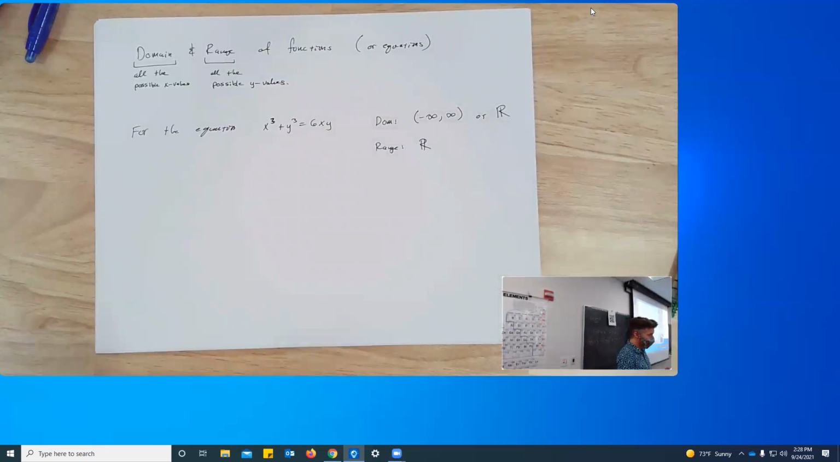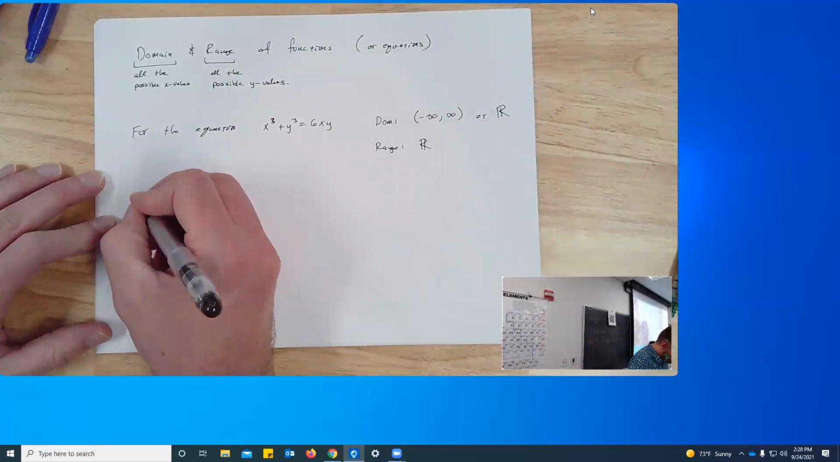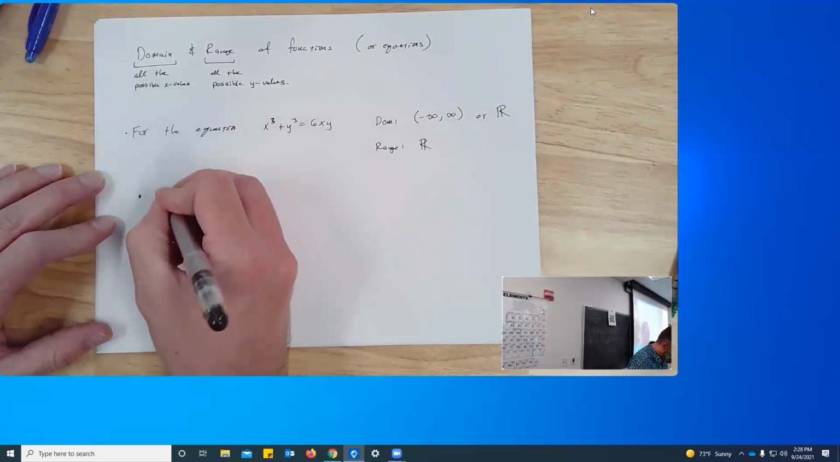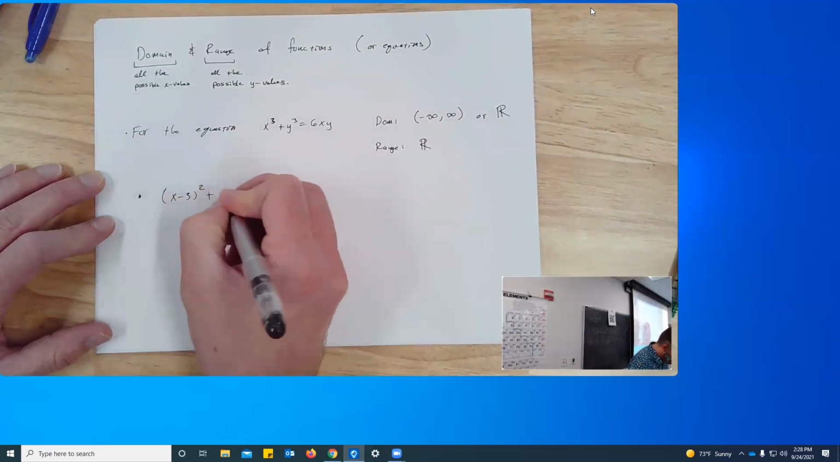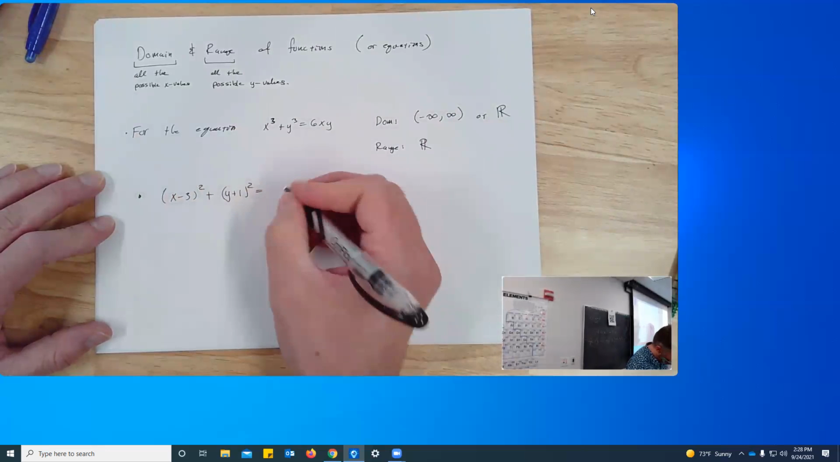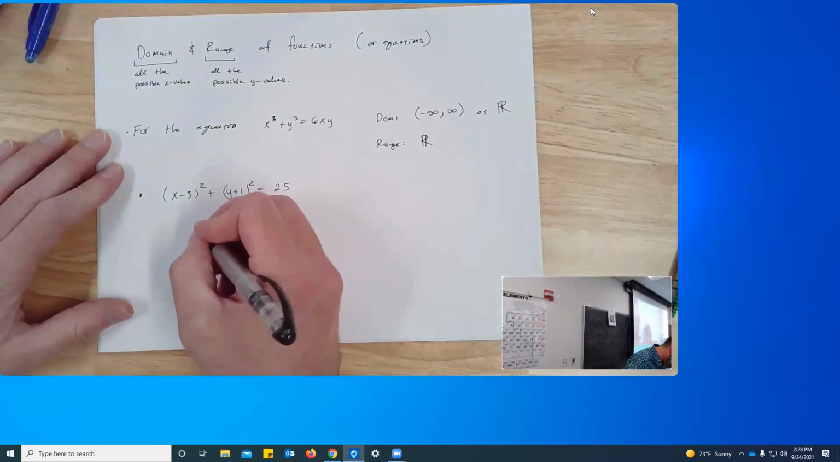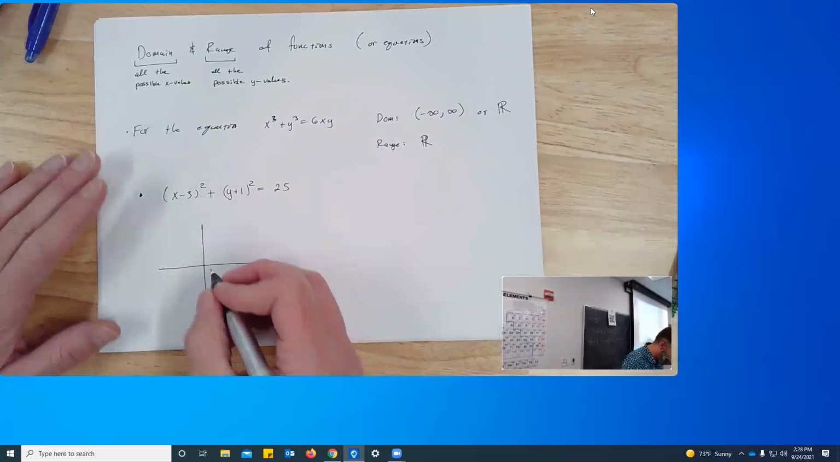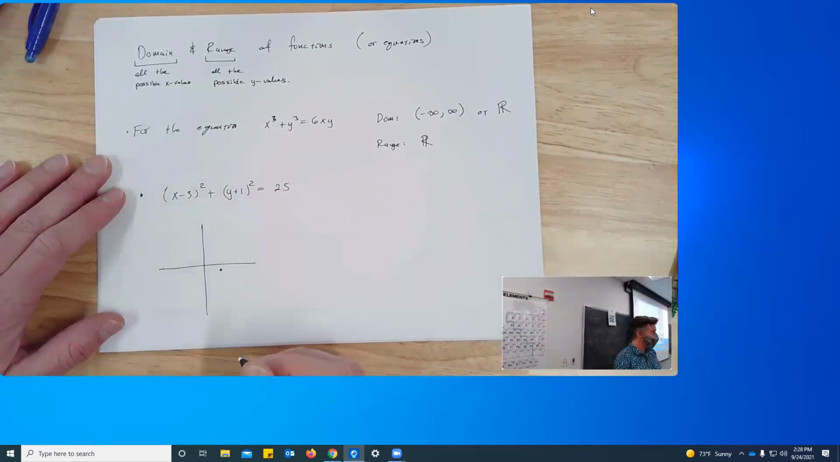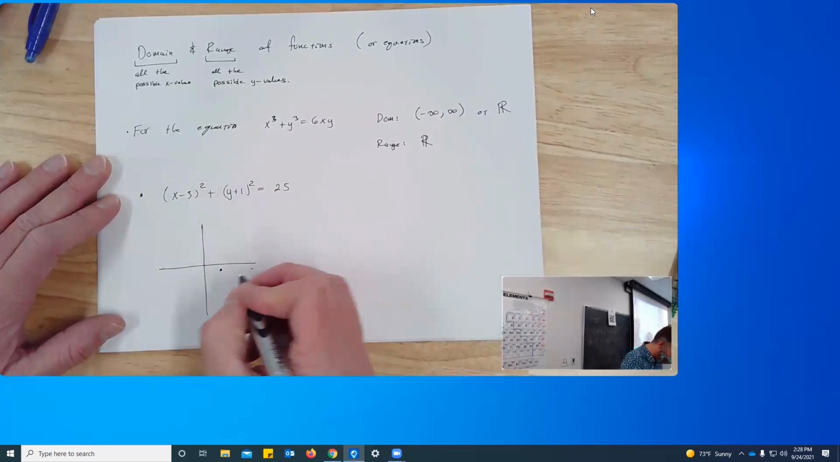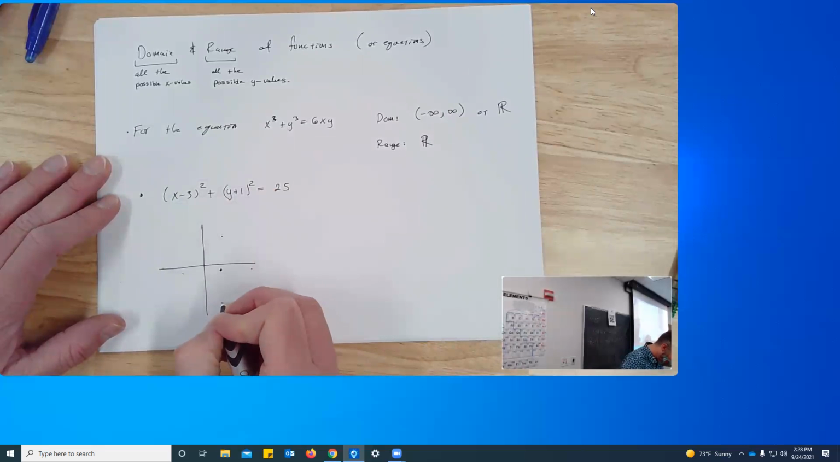Let's look at one more equation before we start talking about functions. How about this one? x minus 3 squared plus y plus 1 squared equal to 25. What kind of thing is that? It's a circle. What's the radius of that circle? What's the center of that circle? Yeah. So I don't need to draw it, but I'm going to draw it. Center over here at (3, -1). And then the radius is 5, and I'm going 5 in each direction. So 5, 5, 5, 5.